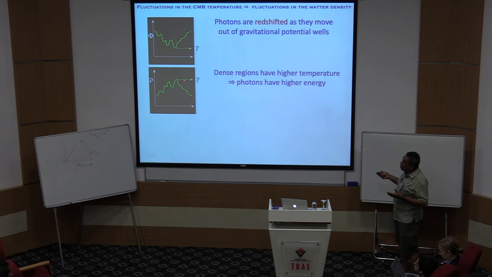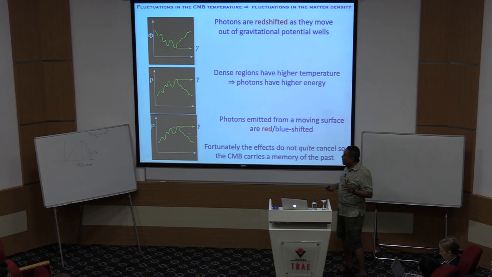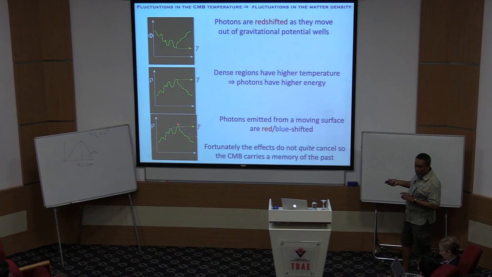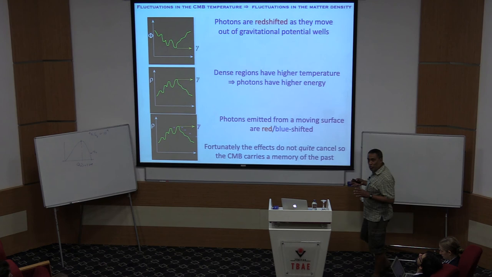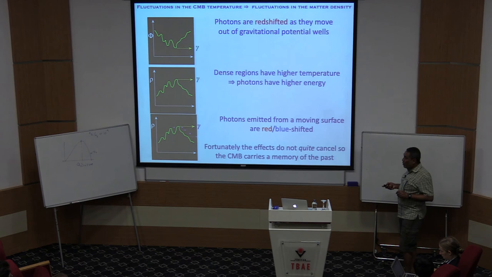So you see, this effect cancels this effect, right? Fortunately, they don't quite cancel. One third of the effect is left over. There is also a little effect due to the Doppler shift, because these peaks are not actually static, they're moving, they're acoustic waves. Because these effects don't quite cancel, one third of the effect is left over, and that is very fortunate for us because that means there are fluctuations on the last scattering surface. Otherwise, there would have been nothing for us to see, okay?